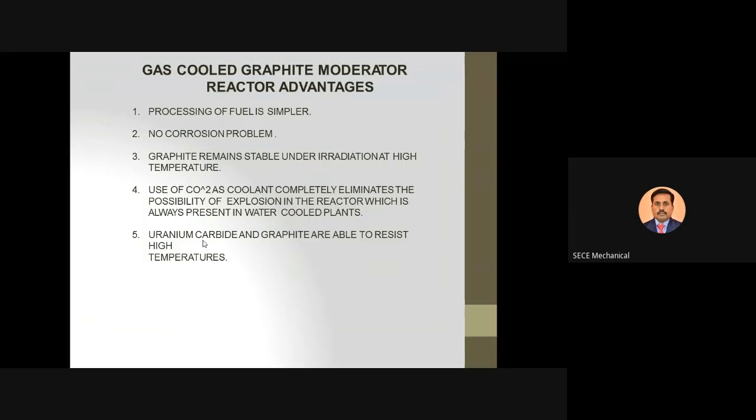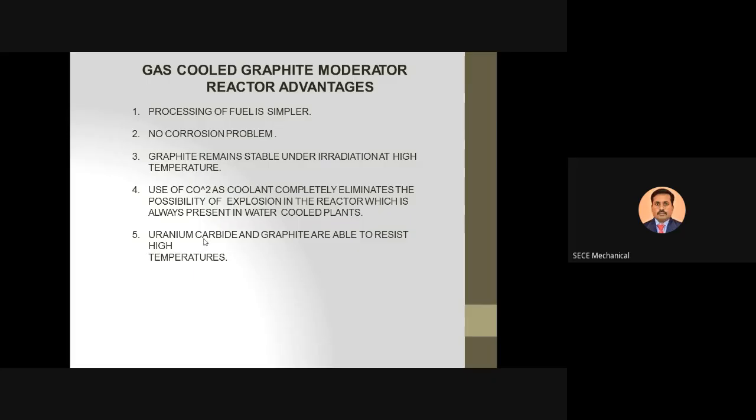So what are the advantages of a gas-cooled graphite moderator reactor? First one, processing of fuel is simple. That is, I told, there is no corrosion problem. If you use water as a coolant, maybe a shell may get corroded, but here gas is used for cooling of the reactor. That's why there is no corrosion problem. That's why we can call it an advanced type reactor.